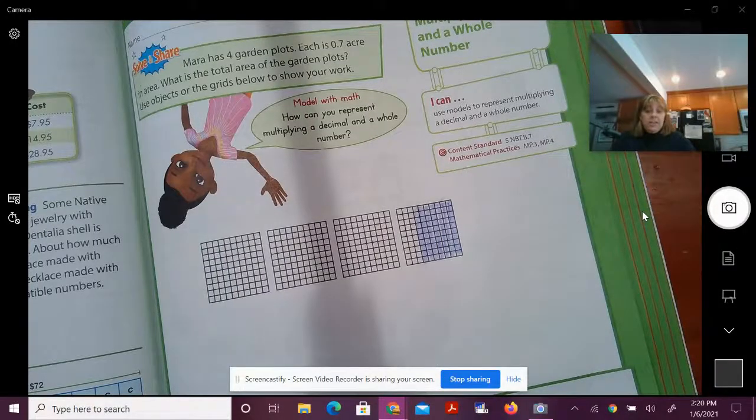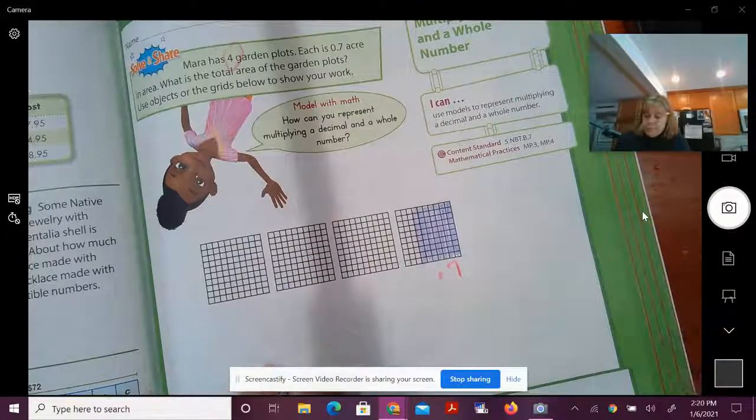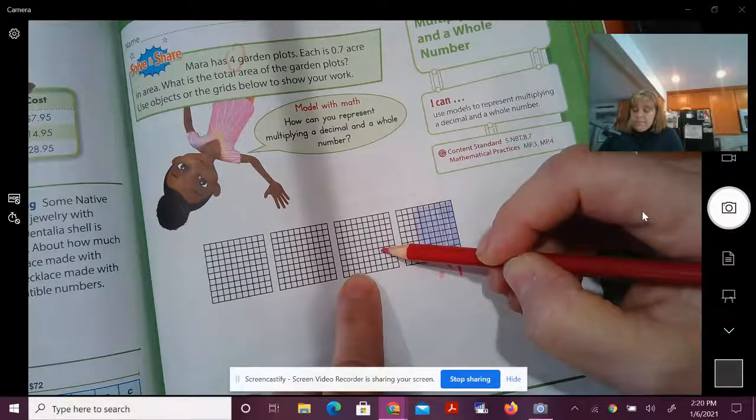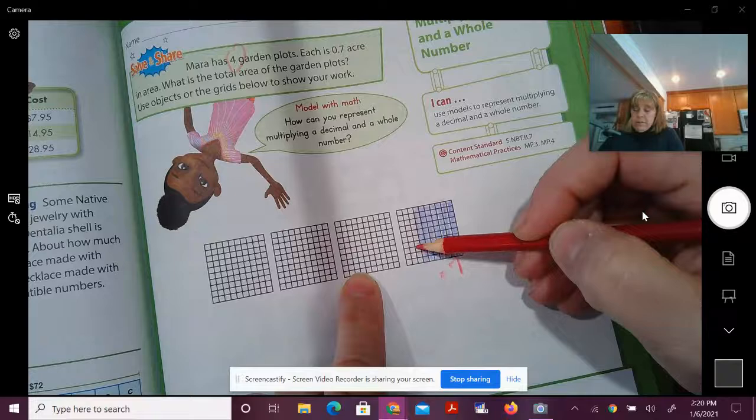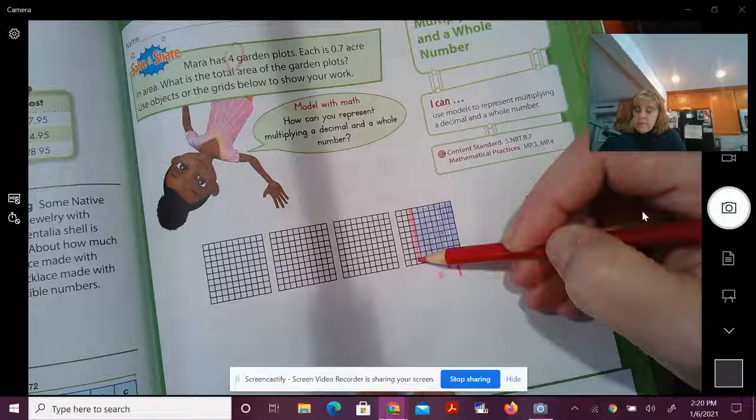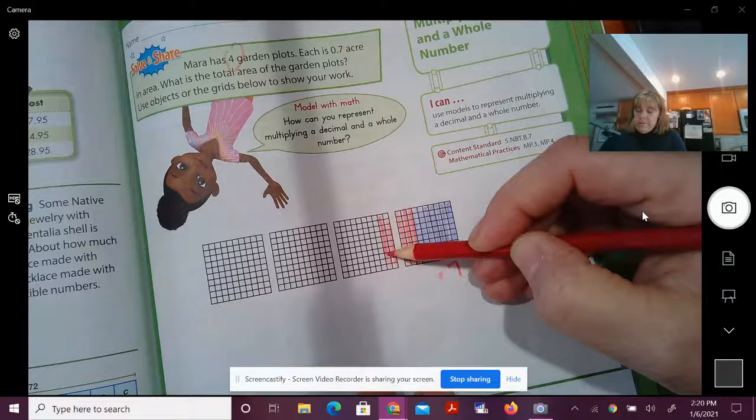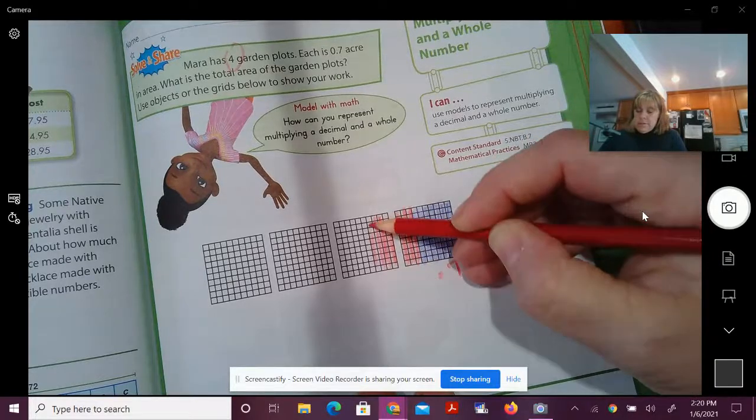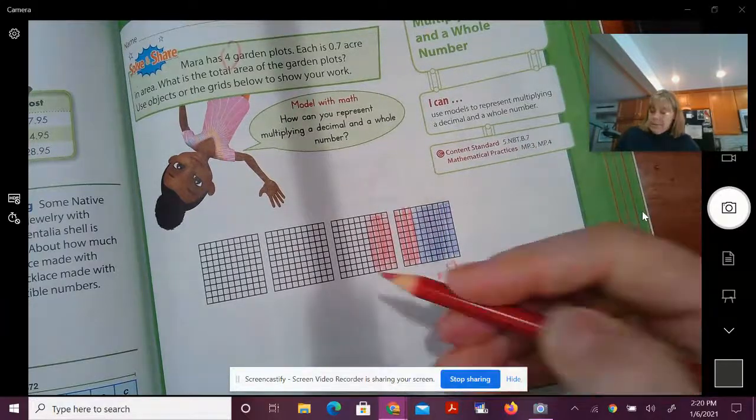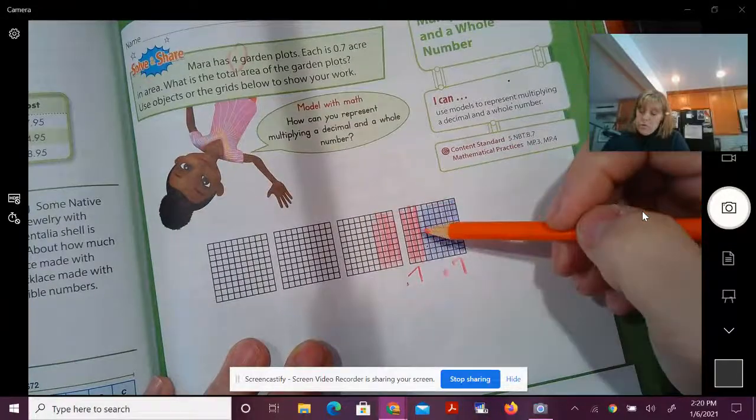Now, she's got 4 of these. Okay, so this is 7/10 right there. Now we're going to do another 7/10. Rather than skip over to this garden plot, I'm going to continue using the 3 that are left here in this 100th grid. So we've got 1/10, 2/10, 3/10, 4, 5, 6, 7. All right, so I just shaded 7/10 more in red, right? That's another 7/10. Okay, that's 2. I've got 2 more to go.